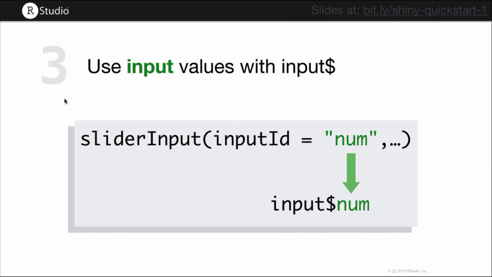So what I mean by input values are the values of the drop-down menus, sliders, and action buttons that you put into your Shiny app. Recall that we made a slider input in our app and we gave it the name num. Well, inside of our server function, the value of that slider will be accessible with the syntax input$num. If I had thrown in a second slider and gave it the name num2, then I could access its value with input$num2, and so on.